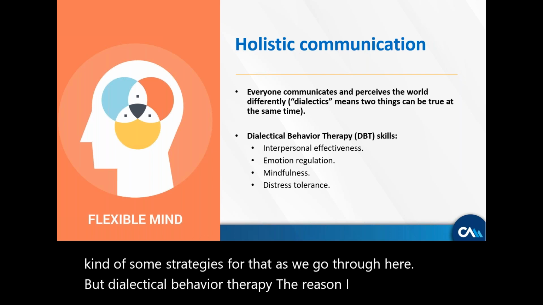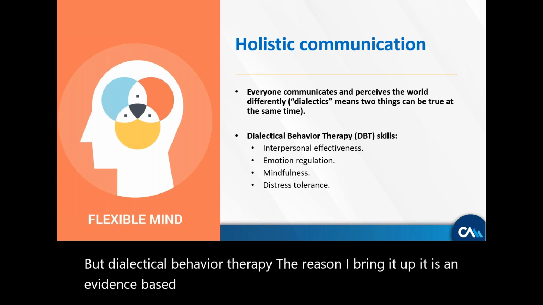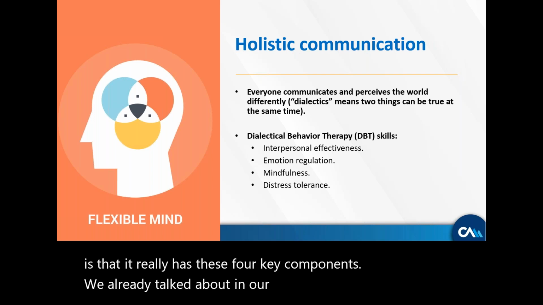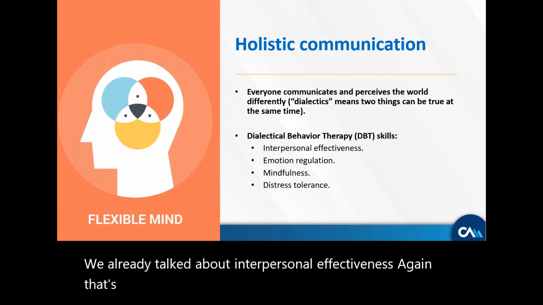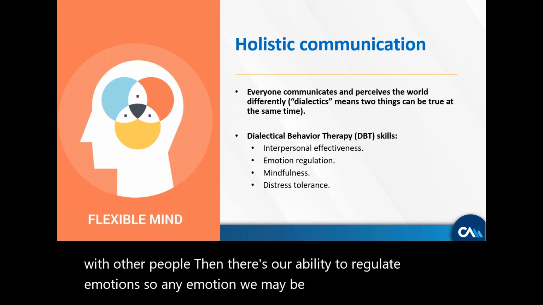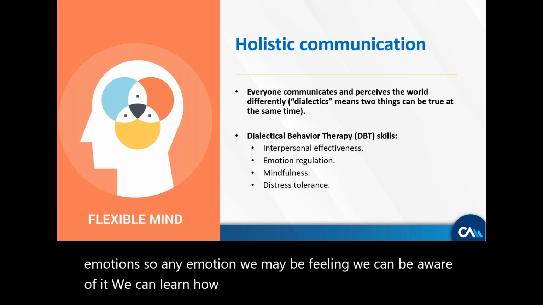But dialectical behavior therapy, the reason I bring it up, it is an evidence-based therapeutic practice, but the reason I like it is that it really has these 4 key components. We already talked about interpersonal effectiveness. Again, that's essentially communication and effective communication with other people. Then there's our ability to regulate emotions. So any emotion we may be feeling, we can be aware of it. We can learn how to regulate it effectively.